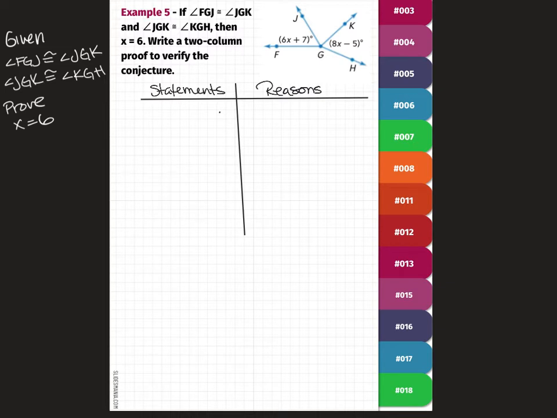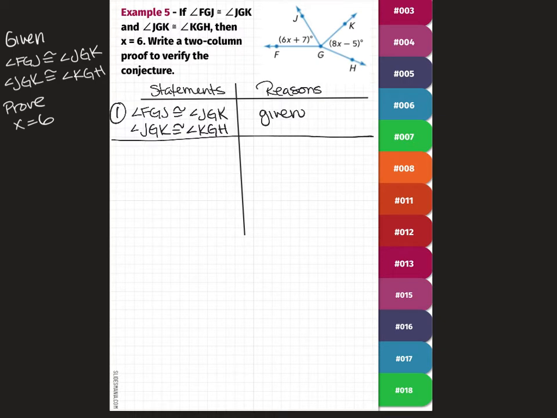Okay, anyways, so let's start with what we're given. So it says that angle FGJ is congruent to angle JGK, and that is given. They also tell us that angle JGK is congruent to angle KGH. Okay, and you can write the word given again, or you can just draw a line to show that both of those pieces of information are given. So here I have my given information at the top.